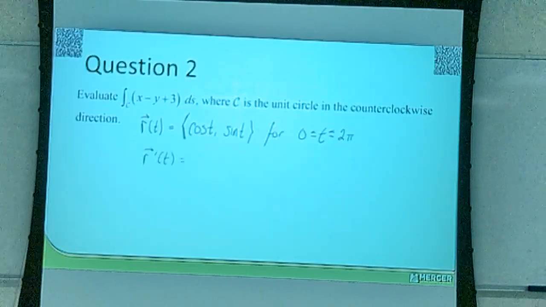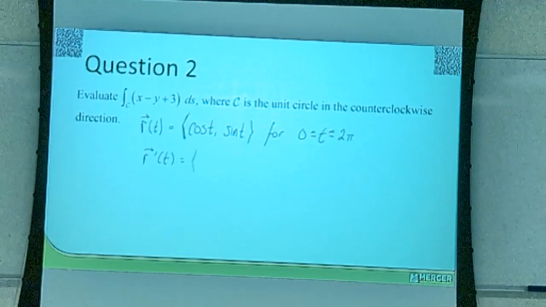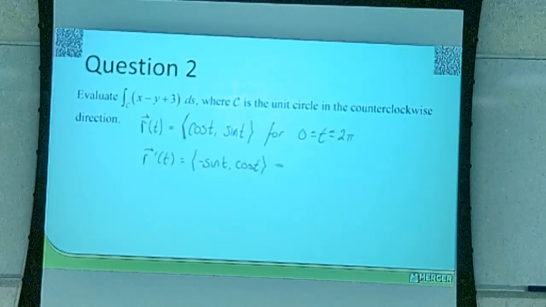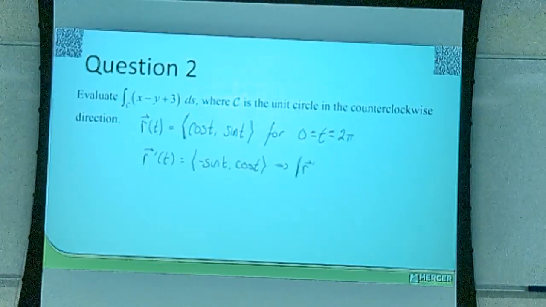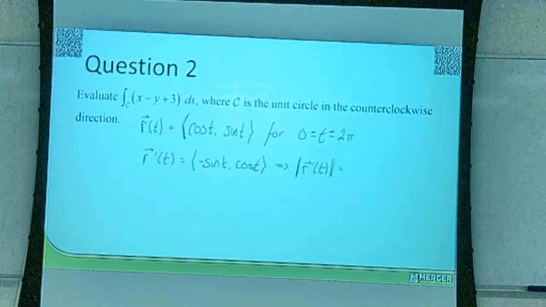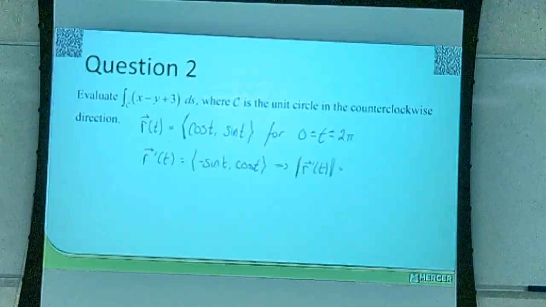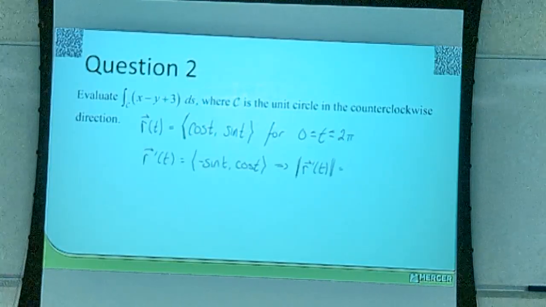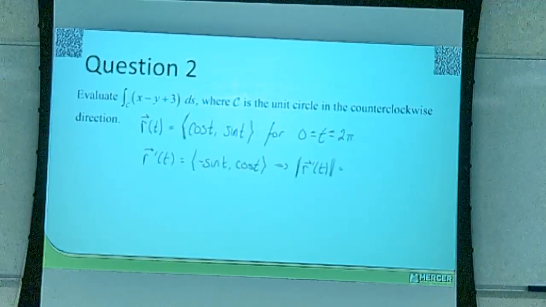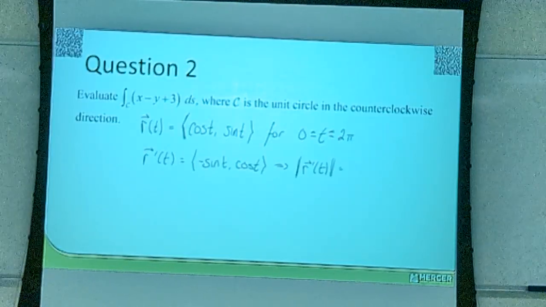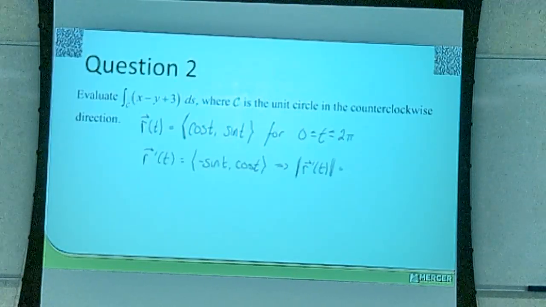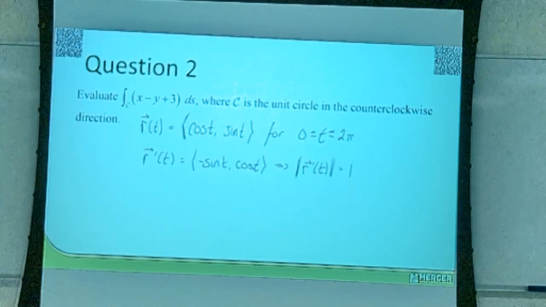What's r prime? It is negative sine of t, cosine of t. What's its magnitude? Negative sine squared of t plus cosine squared of t, all square rooted. Be careful, the negative sign is all being squared. So how does it simplify? 1. Oh, that's nice.